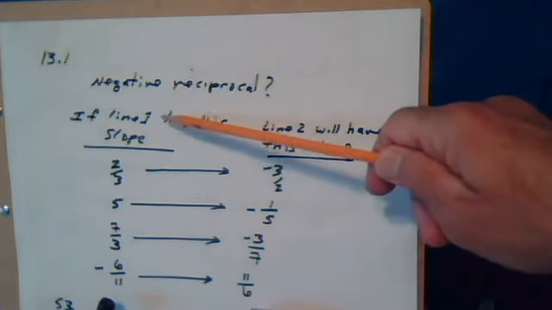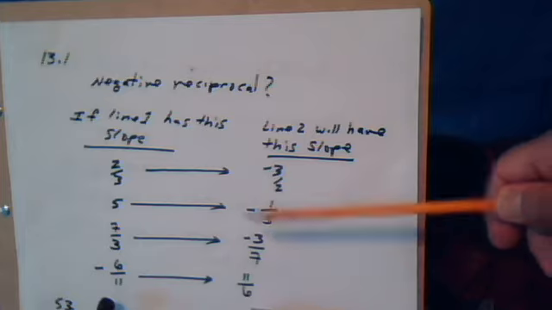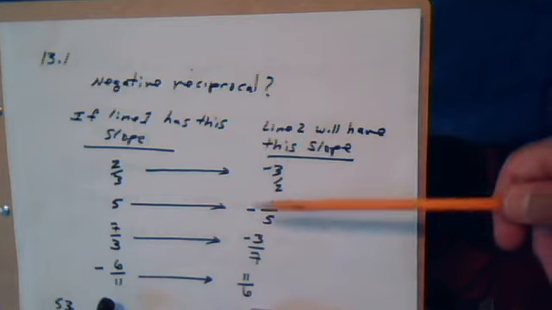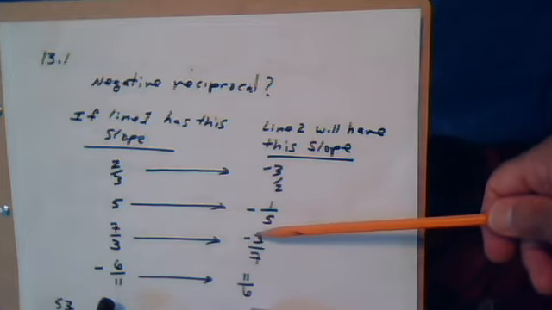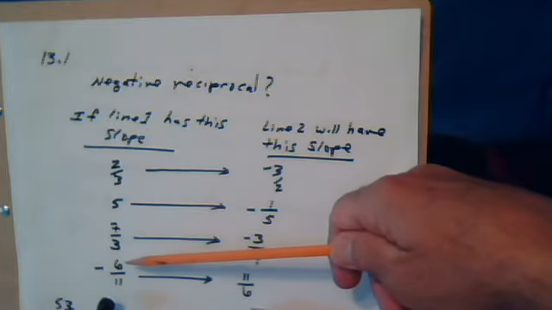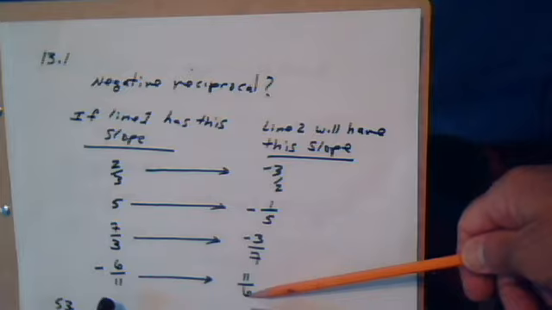If line 1 had a slope of 5, then line 2 would have a slope of -1/5. If line 1 had a slope of 7/3, then the slope of line 2 would be -3/7. If the slope of line 1 was -6/11, then the slope of line 2 would be 11/6.